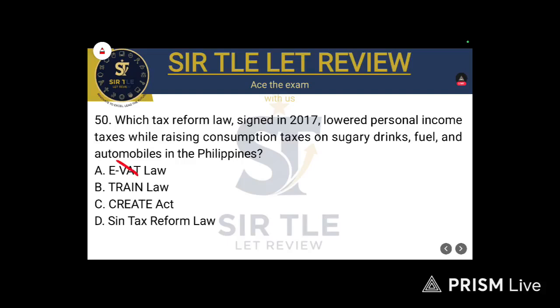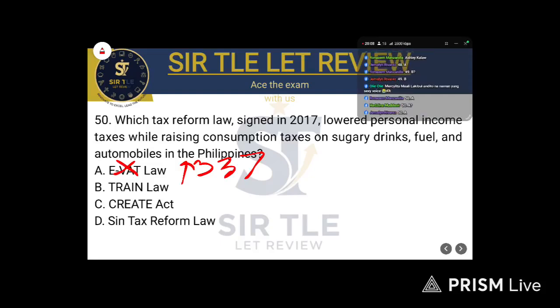The EVAT law is wrong, okay? The EVAT law, or the expanded value added tax. This is Republic Act 9337. So it was signed by the former president Gloria Macapagal Arroyo. So it primarily raised the corporate income tax rate and boosted the standard VAT rate from 10% to 12% rather than targeting specific items like sugary drinks. Okay, letter A is wrong.